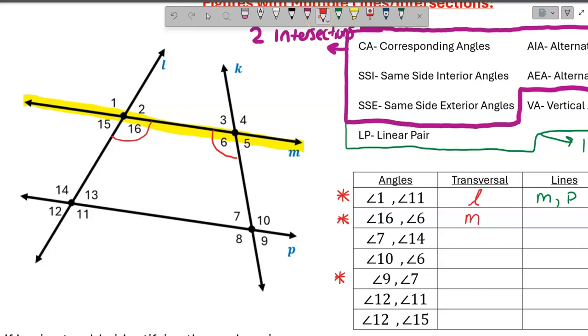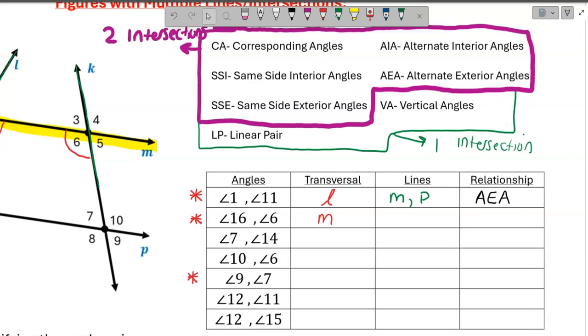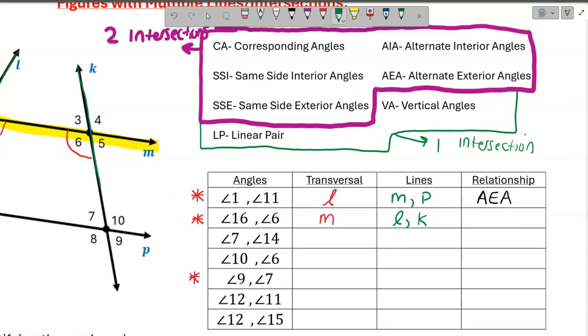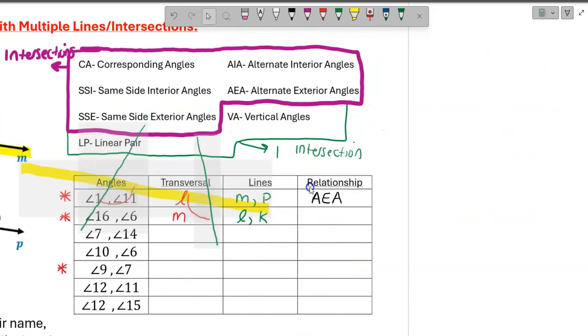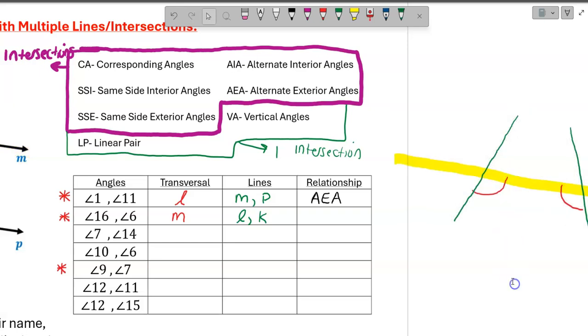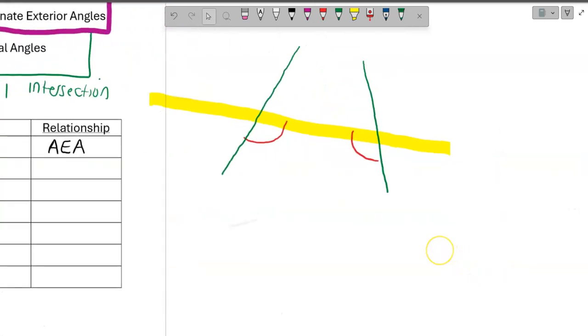That's my transversal. My other 2 lines that make up 16 will be line L, denoted in green here, and line K, also denoted in green. So L and K are going to be my lines. Just like last time, if we can't see it from this diagram, let me highlight all the information that I've just colored in here, and let's move it off to the side, away from the complexity of the diagram, and really just isolate what we're seeing here.